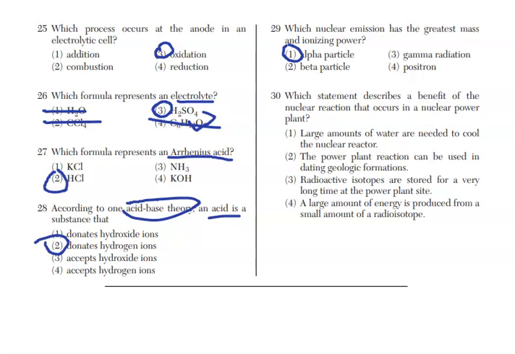For question 30, which statement describes a benefit of a nuclear reaction that occurs in a nuclear power plant? And that, let's see, we're looking for a benefit, so that's not going to be choice 1. It's not used for dating geological formations. For number 3, radioactive isotopes are stored for a very long time. Well, that's not a benefit. That's actually the opposite. It's finally choice 4. A large amount of energy is produced from a small amount of a radioisotope.